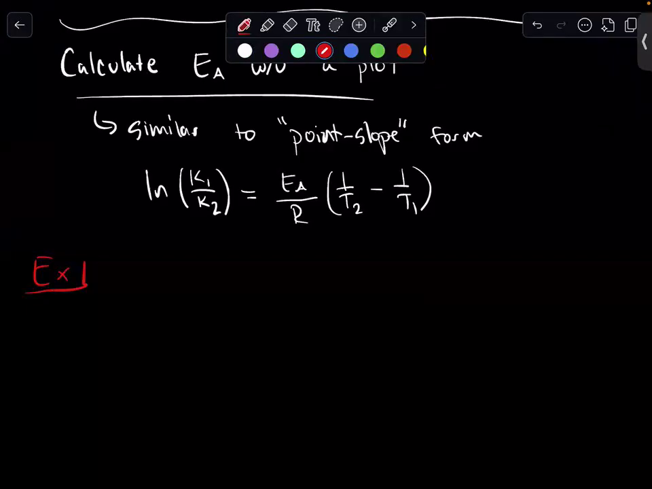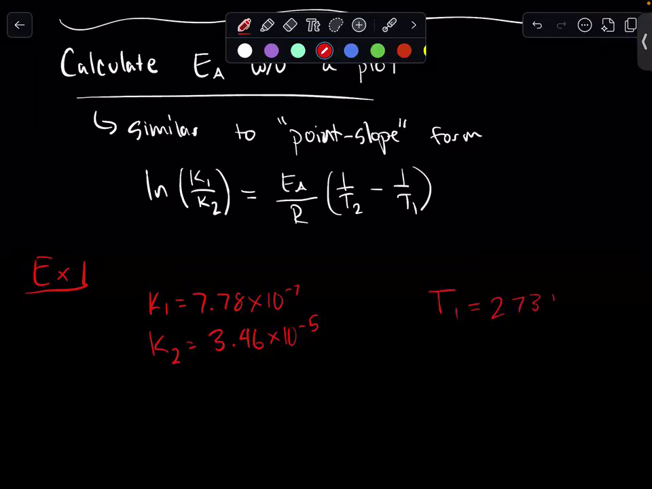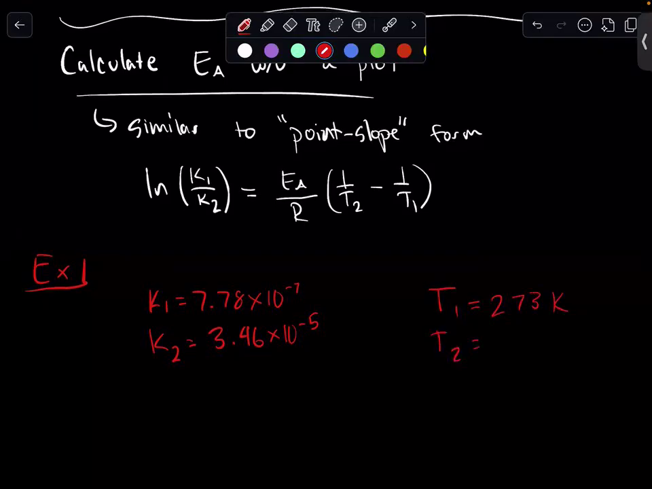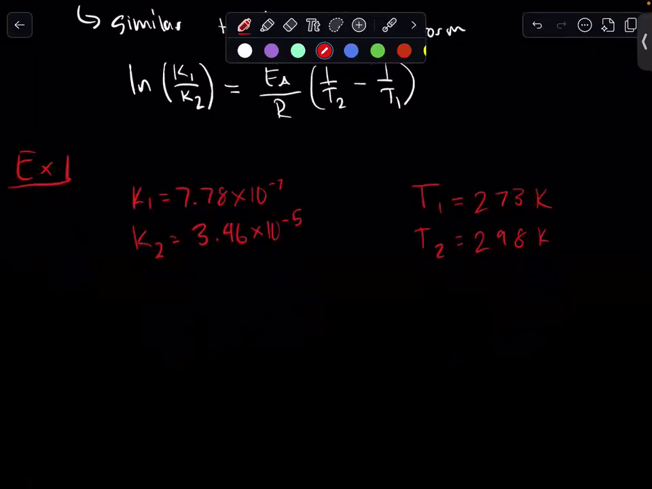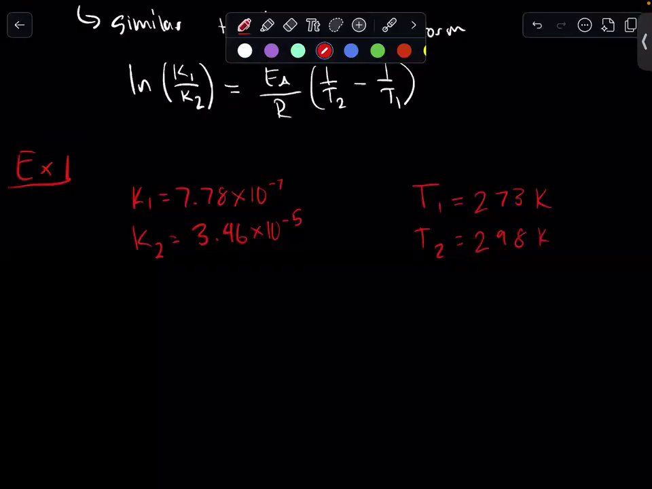So in this example, through experimental data, we found that K1 is equal to 7.78 times 10 to the minus 7th. We're not going to really worry about units. And K2 is equal to 3.46 times 10 to the minus 5th. Our temperature for our first experiment was 273 Kelvin, and our temperature for our second experiment was 298 Kelvin.